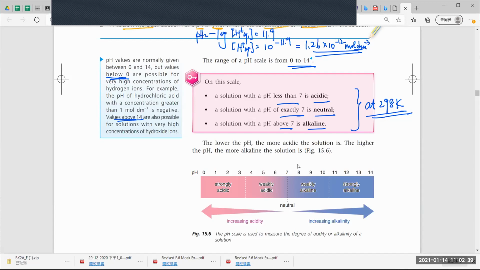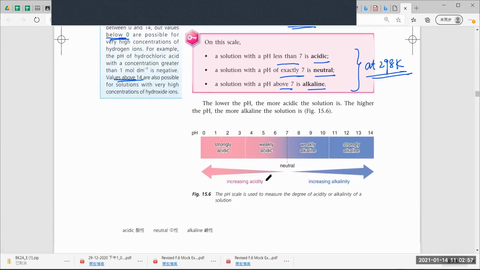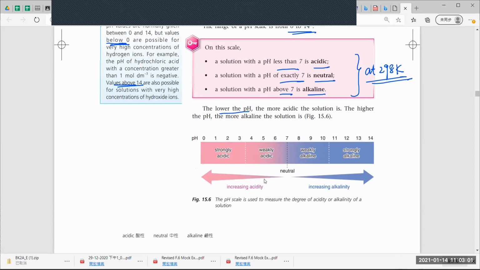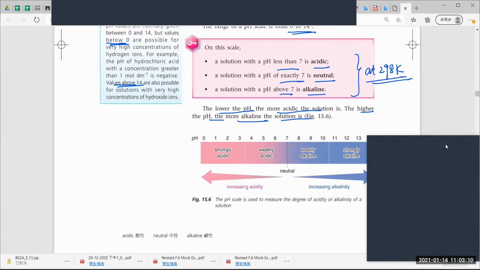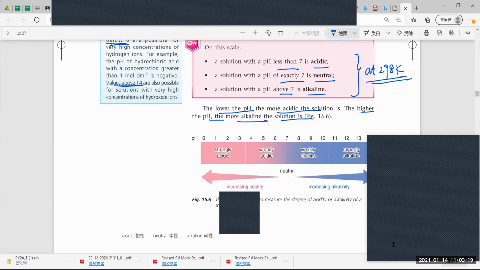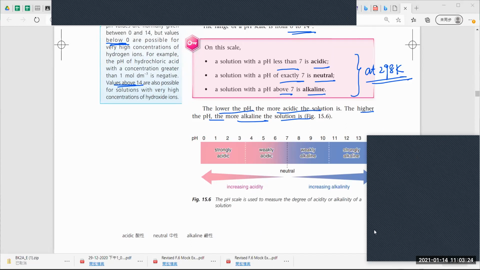If you have a higher temperature, or a lower temperature than 298 Kelvin, the cutting line to tell you that it is neutral, acidic or alkaline may be different. So what is the hidden message? Of course, the lower the pH, the more acidic the solution is. The higher the pH, the more alkaline the solution is. We will use the word about 25 degrees Celsius, it is roughly the same. Of course, absolute zero is minus 273.15 degrees Celsius, but we usually express 25 degrees as 298 Kelvin in DSE.